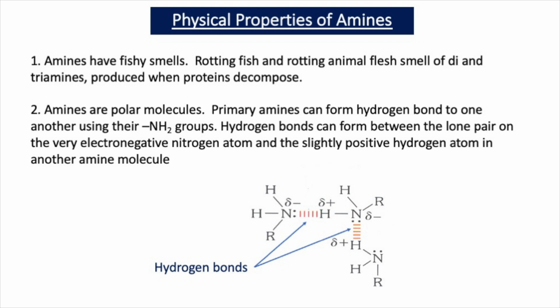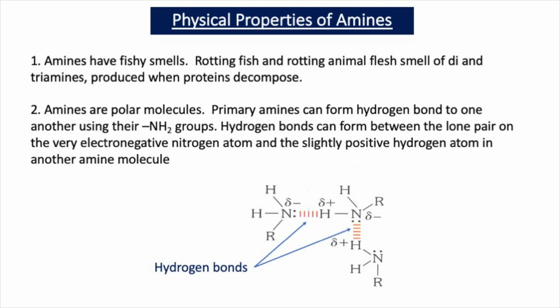Now amines are also polar molecules because there is a dipole between the nitrogen and the hydrogen. So the nitrogen is delta minus and the hydrogen is delta plus because nitrogen is a more electronegative atom than hydrogen, and therefore primary amines can form hydrogen bonds to one another using their NH2 groups. Now hydrogen bonds can form between the lone pair on the very electronegative nitrogen atom and the slightly positive hydrogen atom in another amine molecule.